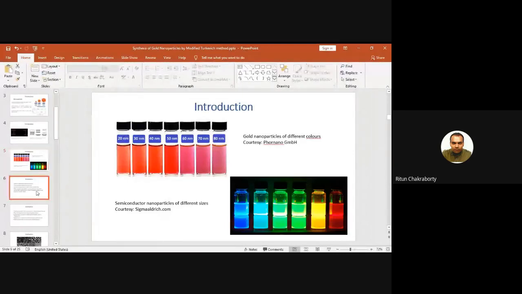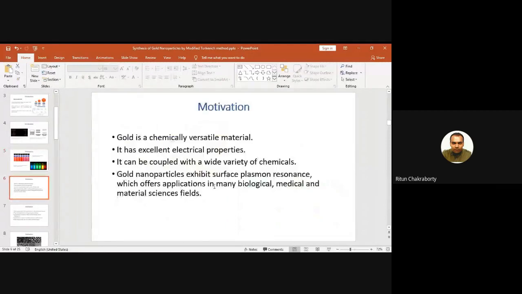Okay, so why did you choose gold nanoparticles? That can be given a title of motivation. So gold is a chemically versatile material. It has excellent electrical properties. Then it can be coupled with a variety of chemicals. So these are some of the advantages of using gold, because the external might ask you, why do you use gold nanoparticles? Why not silver, or why not, let's say, copper, like that? Then you have to say these points.